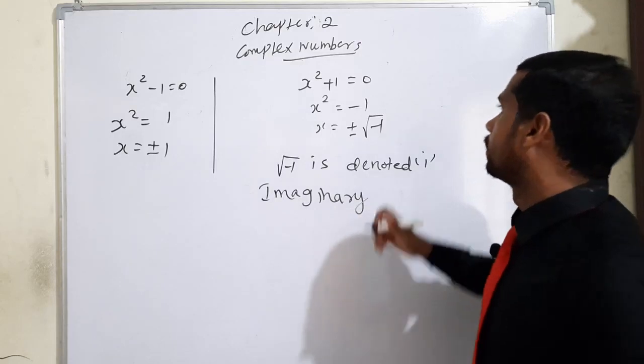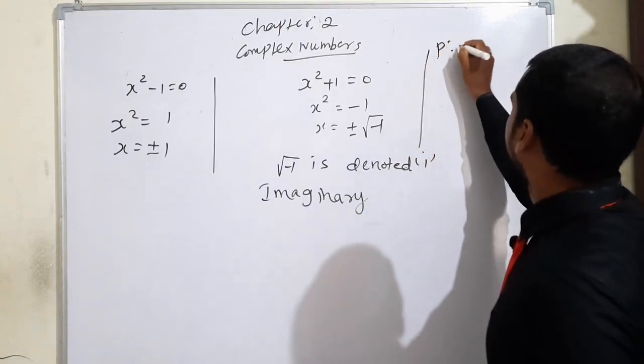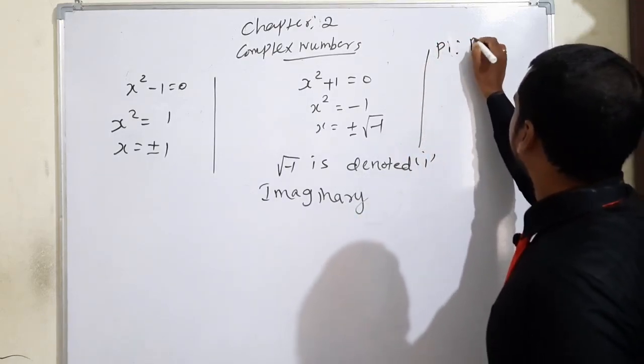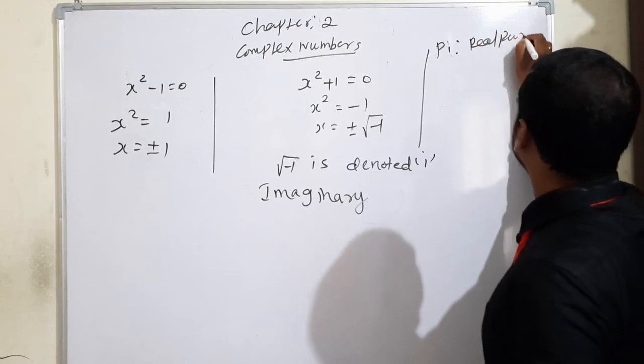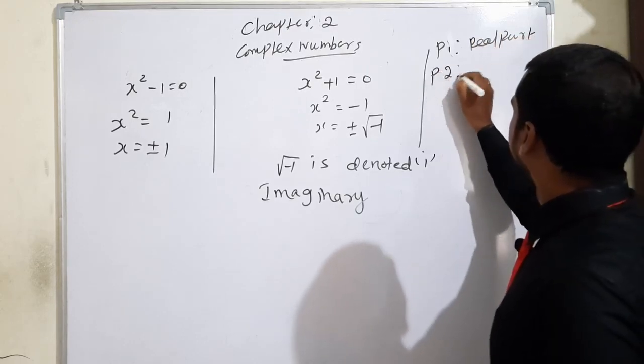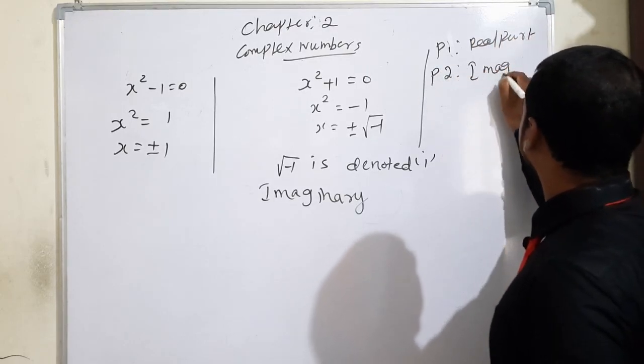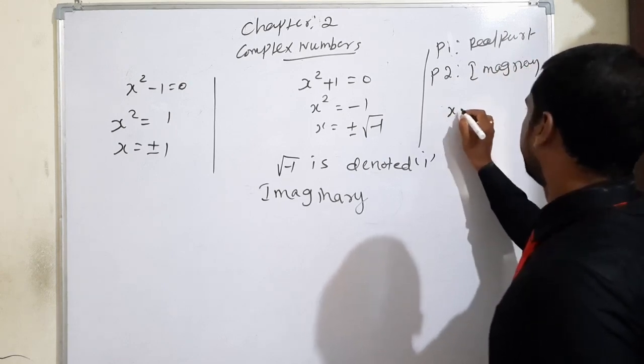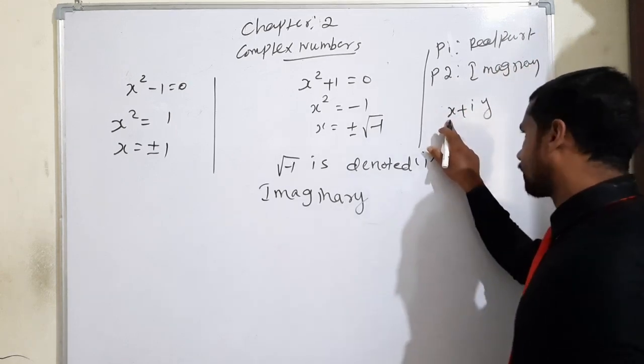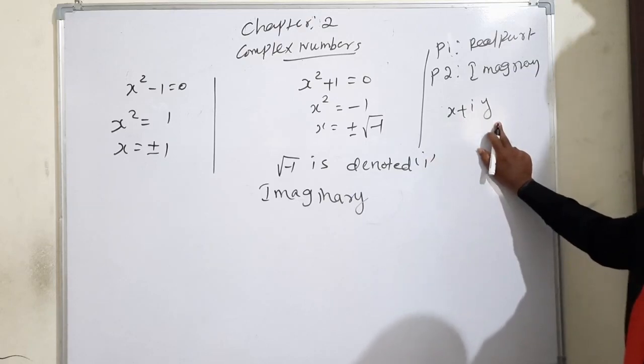we will get in 2 parts. Part 1 is real, part 2 is imaginary. For example, x plus iy: x is called real, y is called imaginary.